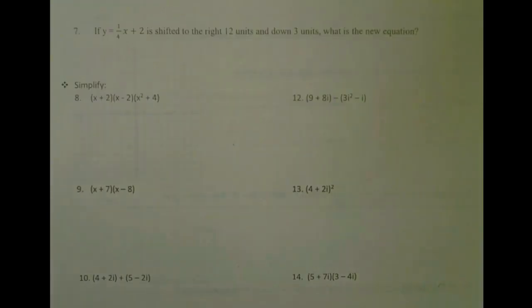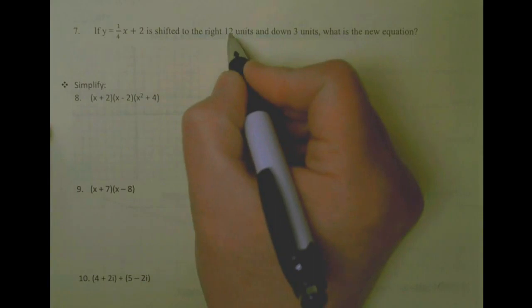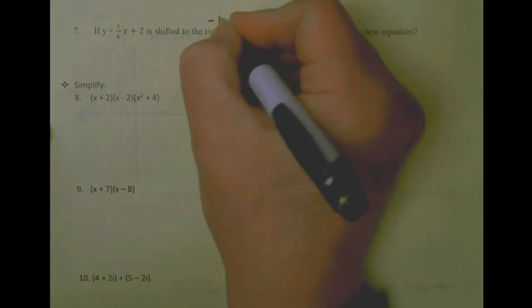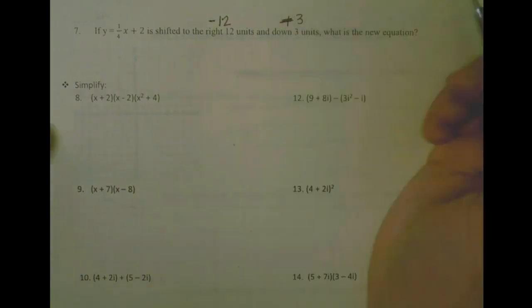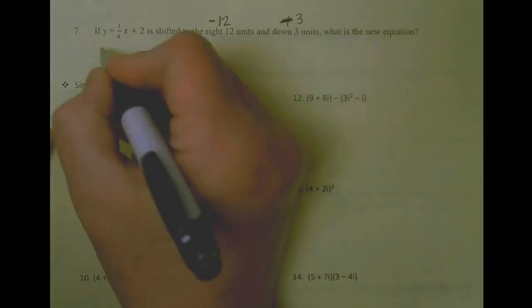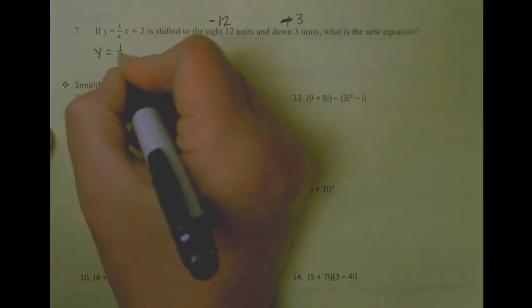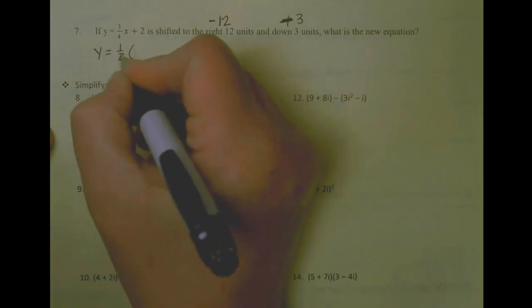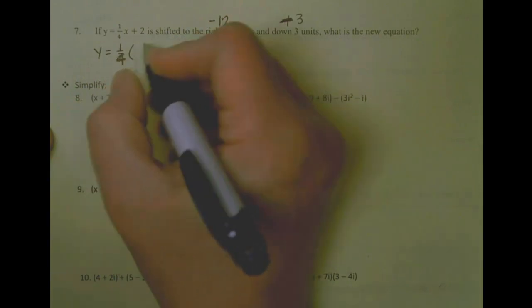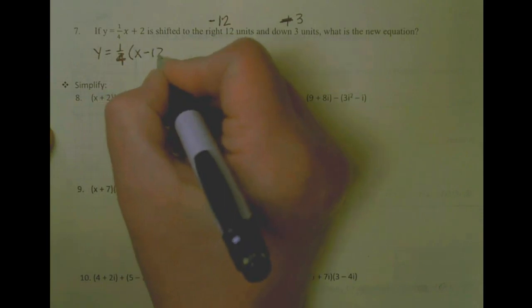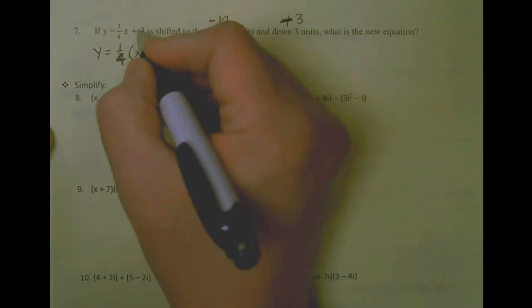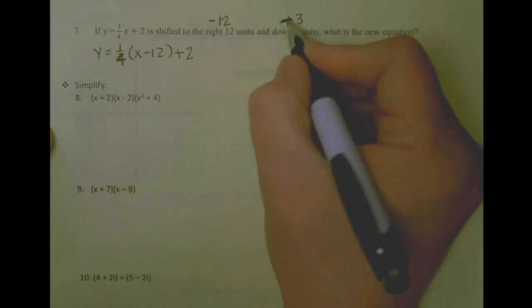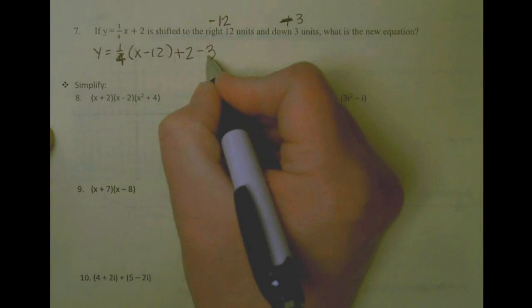Problem number 7 is the same type of problem. If we're going to go right 12, we're going to subtract 12 from the x, down 3, minus 3 at the end. So this is going to be y equals 1/4 times x minus 12. Instead of plus 12, it's minus 12 because x is a liar. This is a plus 2 that's already there. This is a minus 3.